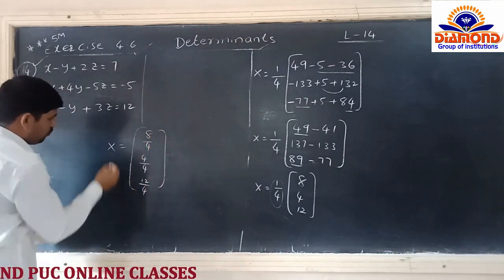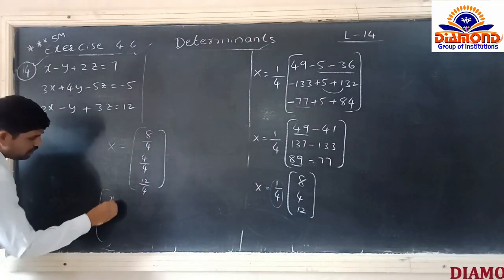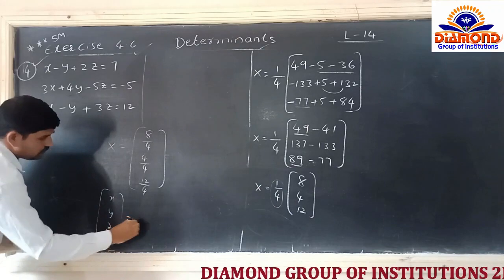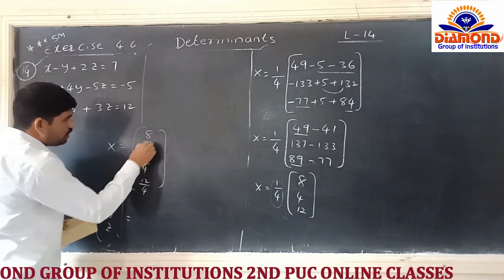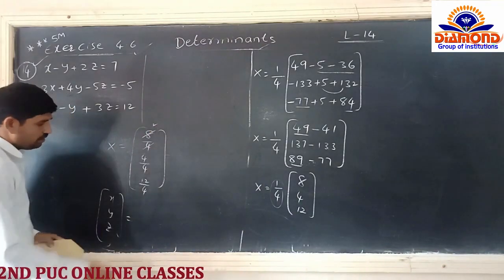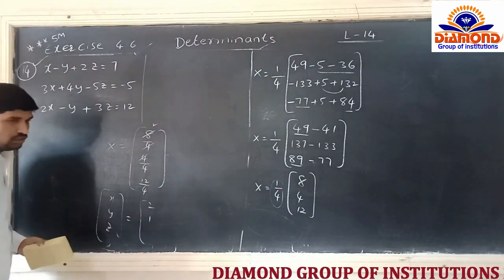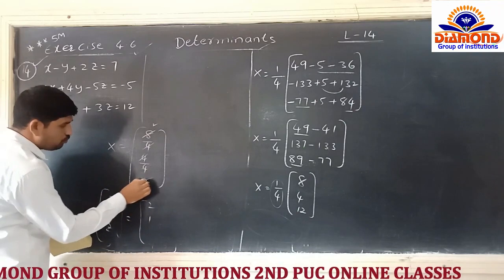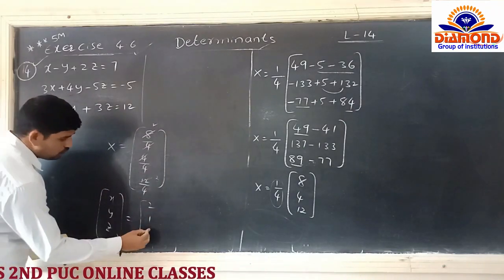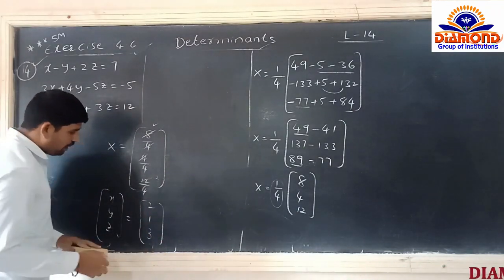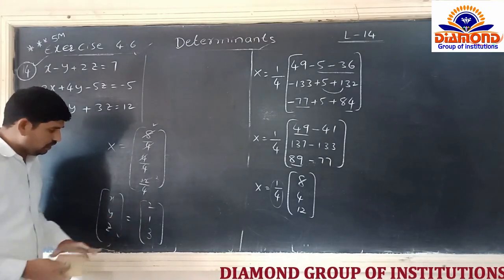And we know that X is the variable matrix, that is x, y, z. Now 4 one time, 4 two times cancels, so that will be 2. 4 one time gets cancelled. Finally 4 one time, 4 three times cancels, so we can write that is 3. So finally we got here 2, 1, 3.